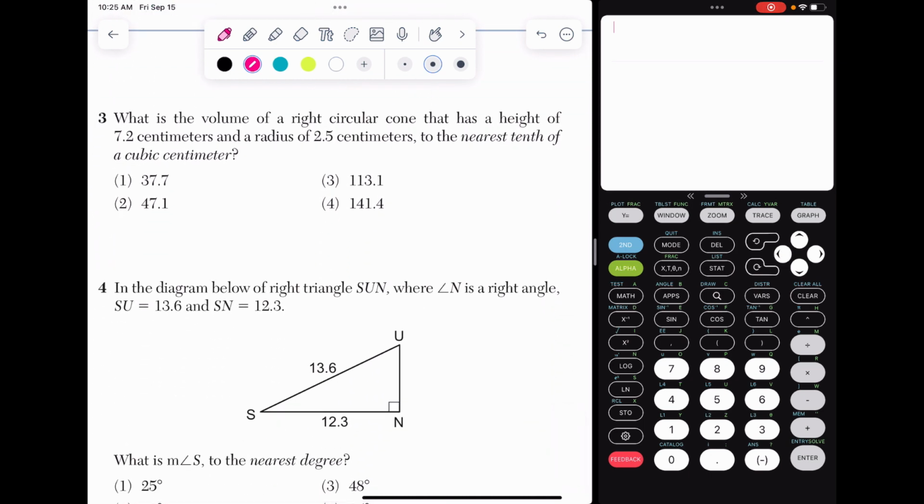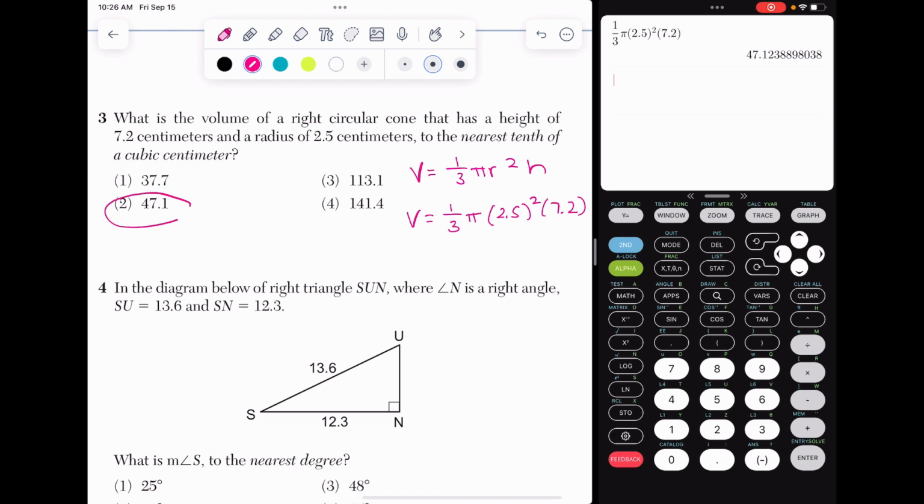Number 3. What's the volume of a right circular cone that has a height of 7.2 centimeters and a radius of 2.5 centimeters to the nearest tenth of a cubic centimeter? So you would go to your reference sheet for this, and you would find your formula for volume of a cone, which is 1/3 pi r squared h, and I'm going to substitute in our values for r and h. And then I'm going to simply go to my calculator here and type this in. We are typing pi in the calculator. This is not in terms of pi. We're going to have to round. And I have 47.12388 and so on, and that is going to give me choice 2.